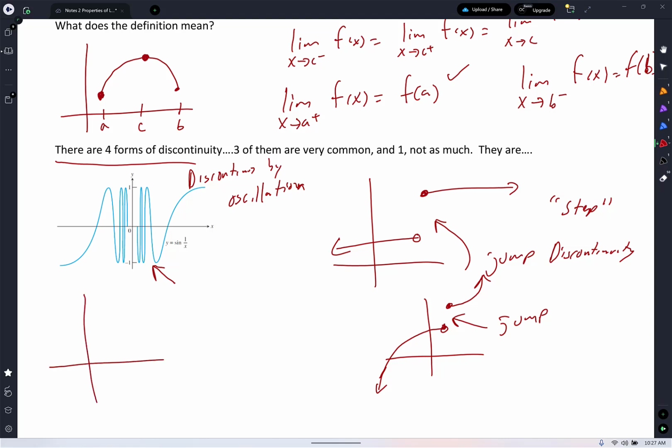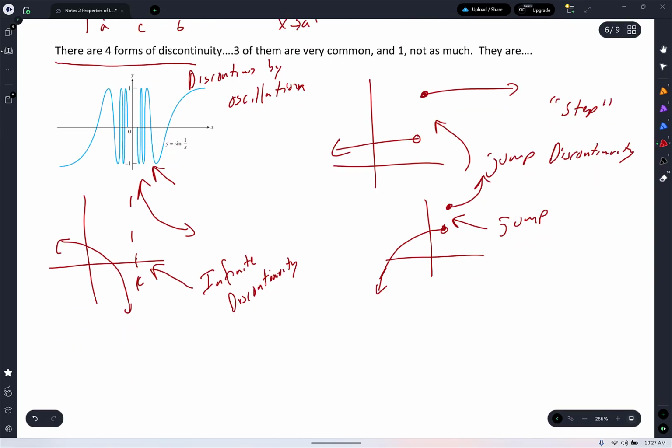Well, there's also an infinite discontinuity. So if I go something like this, this is an infinite discontinuity. That means that you're discontinuous because you have a vertical asymptote. Infinite discontinuity. There we go. Cool or not cool? And then the last one, this is the one that's most applicable.